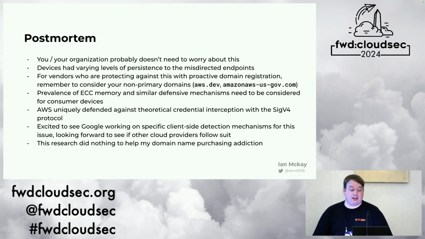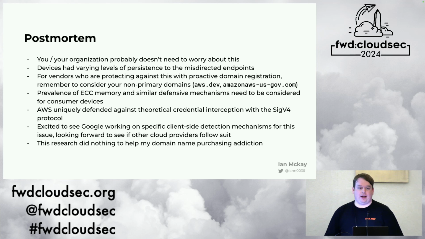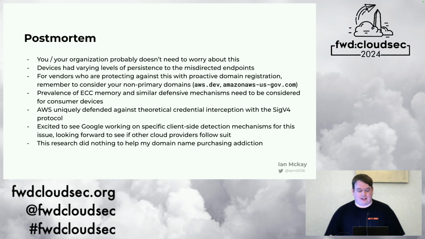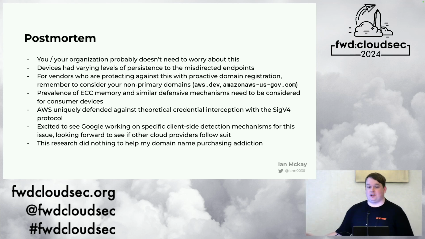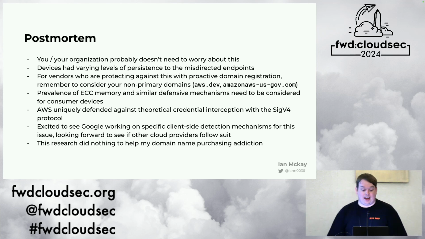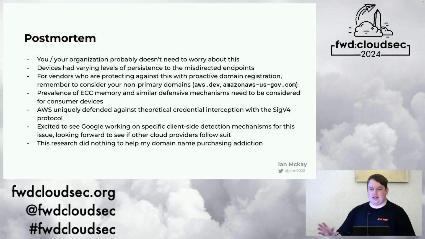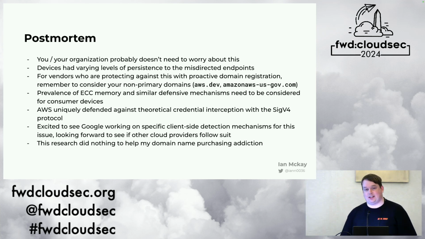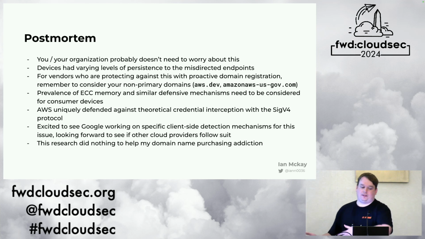For the vendors who are protecting against this with proactive domain registration, I encourage you to remember your non-primary domains. Prevalence of ECC memory and similar device mechanisms need to be considered for consumer devices, although this is a cost and expense benefit kind of trade-off. AWS have uniquely defended against some of these attacks with the SigV4 protocol, and I am excited to see Google working on specific client-side detection mechanisms so they can fix this in the future.